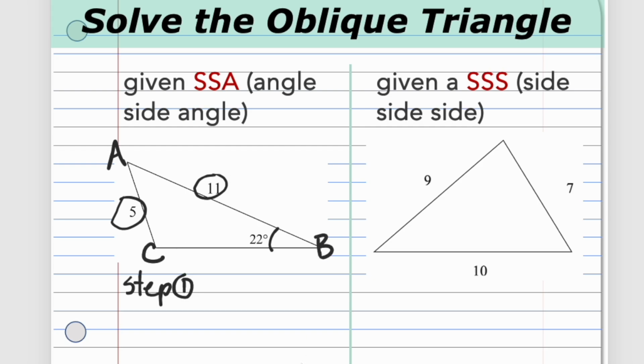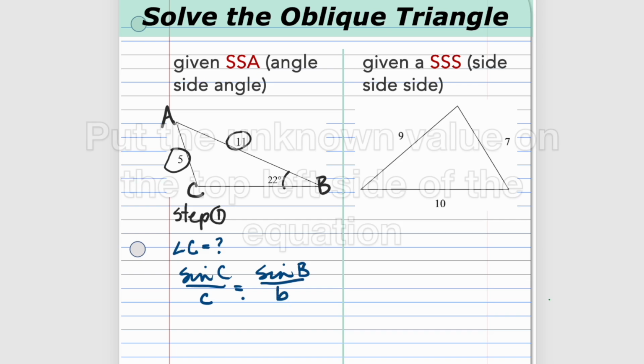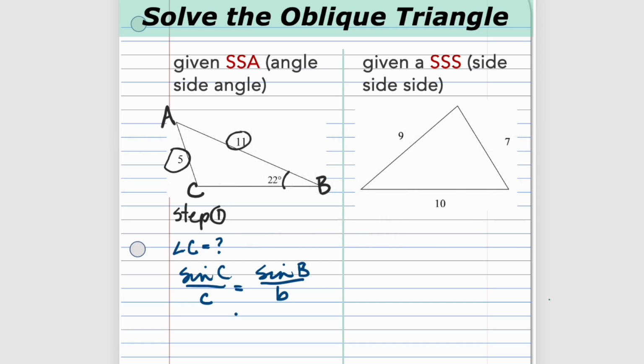First step, it's always good practice to solve for the largest angle first in the picture. The largest angle corresponds with the longest side. Sine of C over side length C is equal to sine of B, given, over side length B. We always want to put our unknown measurement on the top left. It's just easier to solve the proportion.